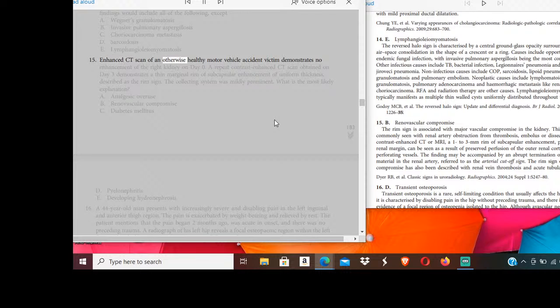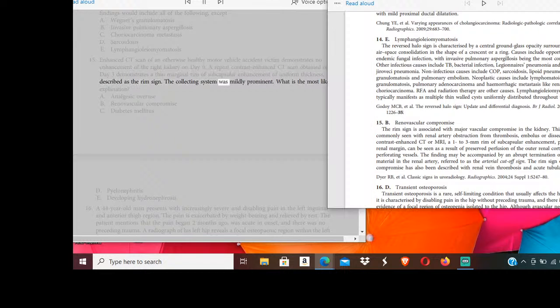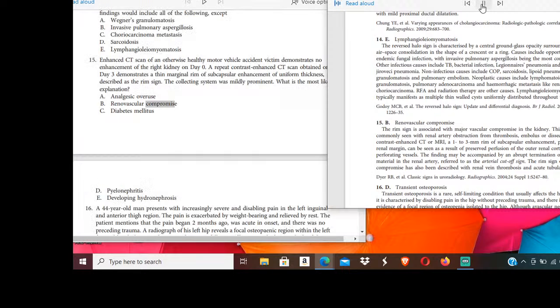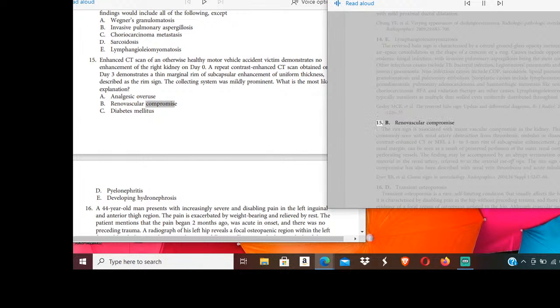15. Enhanced CT scan of an otherwise healthy motor vehicle accident victim demonstrates no enhancement of the right kidney on day 0. A repeat contrast enhanced CT scan obtained on day 3 demonstrates a thin marginal rim of subcapsular enhancement of uniform thickness, described as the rim sign. The collecting system was mildly prominent. What is the most likely explanation? A. Analgesic overuse. B. Renovascular compromise. C. Diabetes mellitus.